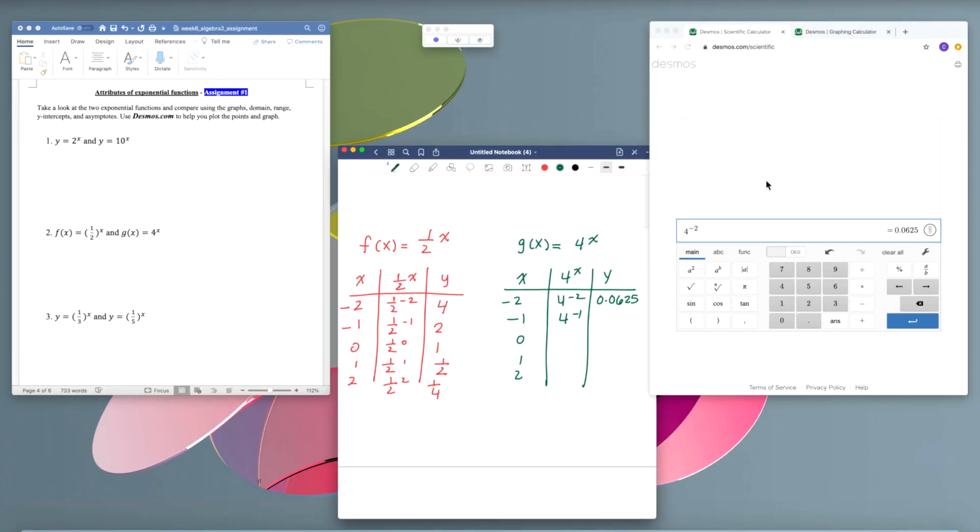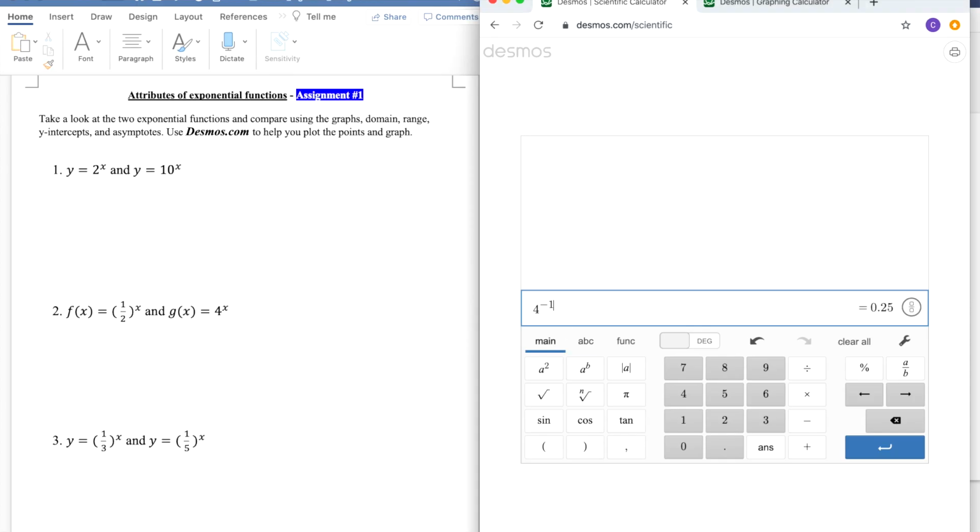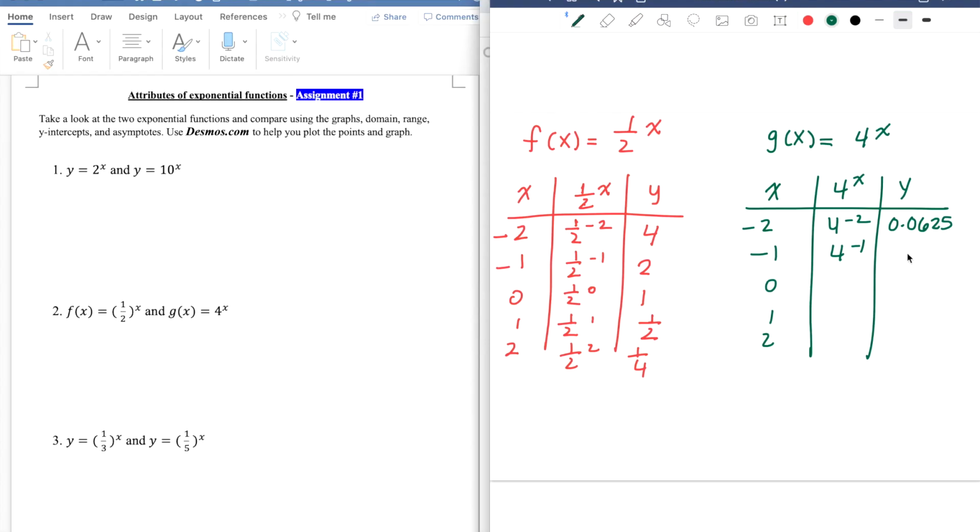4 to the power of -1 is 0.25. Anything to the power of 0 is 1. Anything to the power of 1 is itself. And 4 squared, 4 times 4, is 16. So the x and y values that we get from the table create points that we can plot on the coordinate plane, and you can connect those points to create your graph.